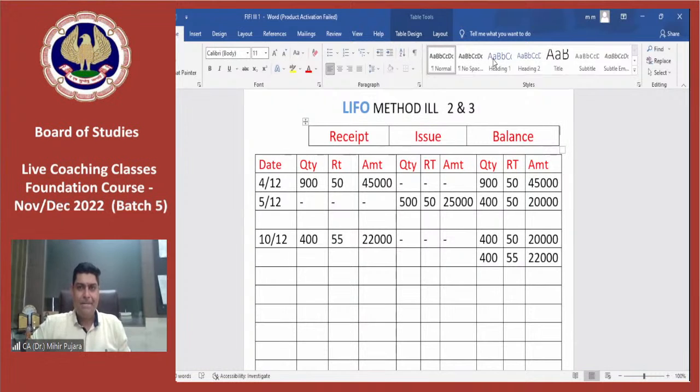Okay, fine friend. So 10th, I reach up to 10th. Now tell me guys, after 10th, how many purchases and how many issues? So what happened after 10th? Tell me, after 10th, when purchase and when issue.